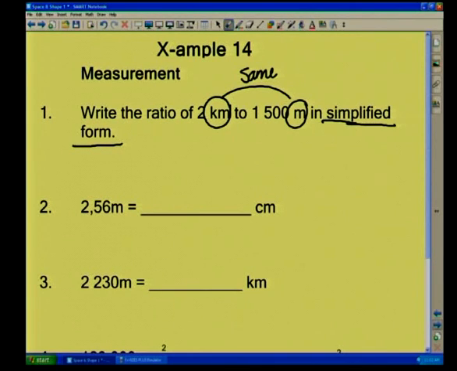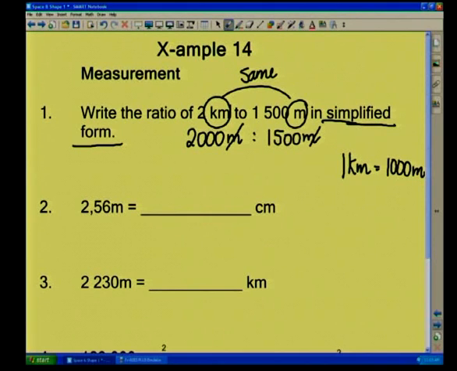And again, I'm going to choose to change my kilometers to meters. So I'm going to write this as 2,000 meters to 1,500 meters. Remembering that 1 kilometer is equal to 1,000 meters. And that should be information that you should know. Once I've got the same units, it's almost like we can cancel those out and we just need to deal with our numbers. You can see because they've both got 2 zeros that I can divide by 100 and I'll be left with 20 to 15.